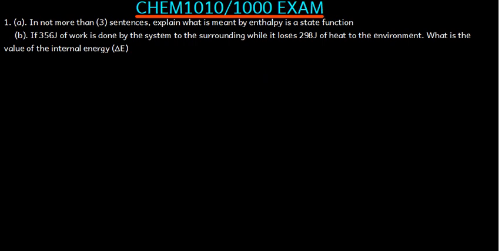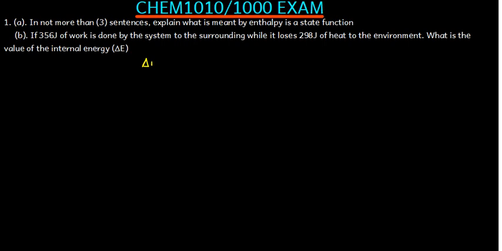Now, B, if 356 joules of work is done by the system. It is the system which is doing work. And so from the system's point of view, when the system is doing work, work is always negative. So if 356 joules of work is done by the system on the surroundings, while there is also a loss of 298 joules of heat to the environment, what is the change in internal energy?